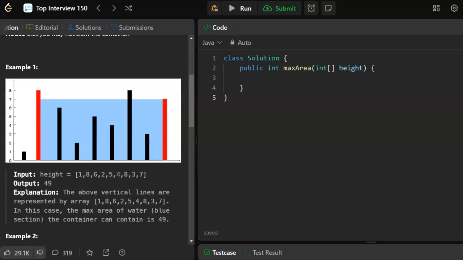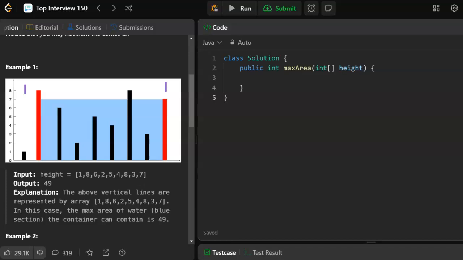Yeah, good color. Let's use that. All right, so we'll have 2 pointers. We'll have one that will start at the first line, and we'll have one that starts at the last line. And we'll compute the area.